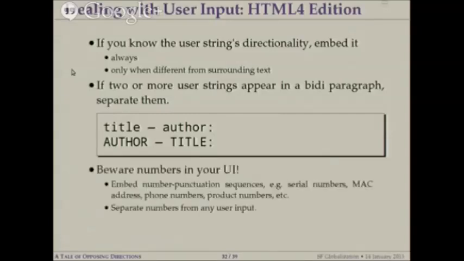And the other thing is beware of numbers in your user interface. You want to embed number punctuation sequences like serial numbers, MAC addresses, phone numbers, product numbers, whatever. And also separate those numbers from any user input, because we don't want them to have fun with embeddings that are near them. And the last thing is strip any trailing spaces in an element, because when spaces collapse, one of those spaces gets kept, and you will often get the wrong space if you have trailing spaces in your elements.